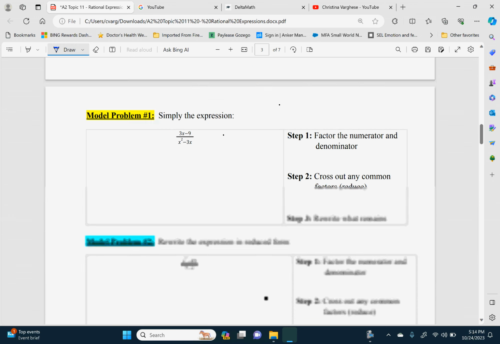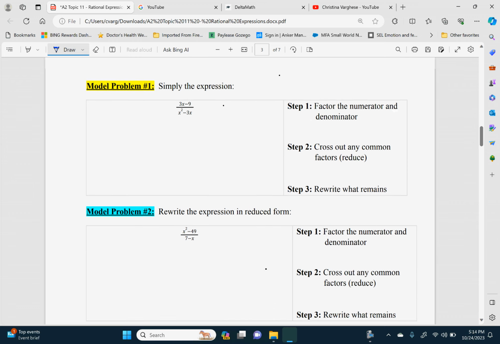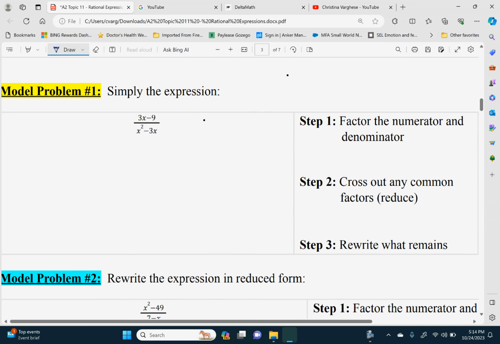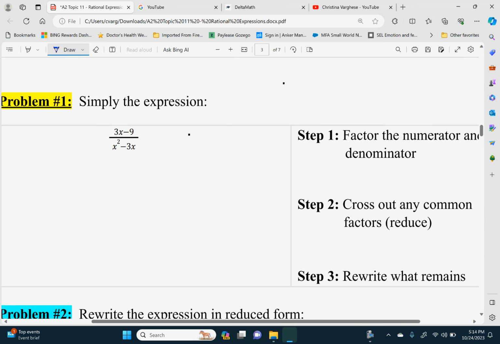So we're going to go ahead and do a problem. Here's model problem number 1. It says simplify the expression. At the top right here, we have 3x minus 9. So what's our common factor here? 3. So we're going to take that and factor it out. So 3 times x gives us 3x. To get that minus 9, we do minus 3 because 3 times negative 3 gives you negative 9. Okay, so this is the top factored.